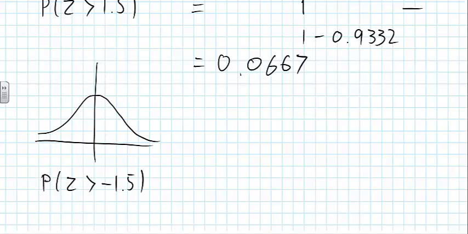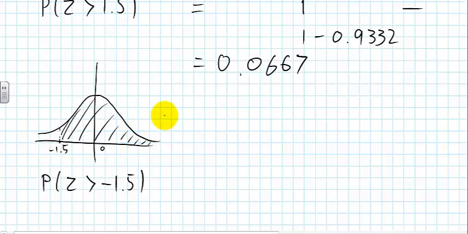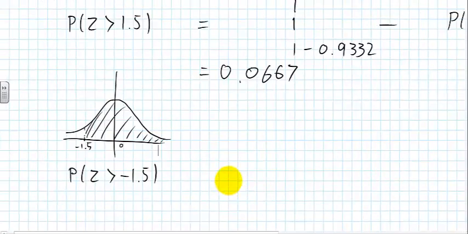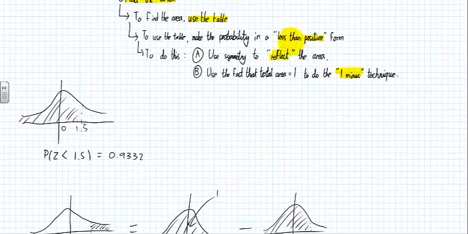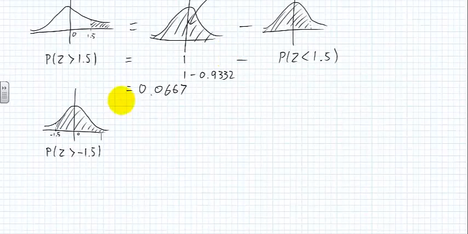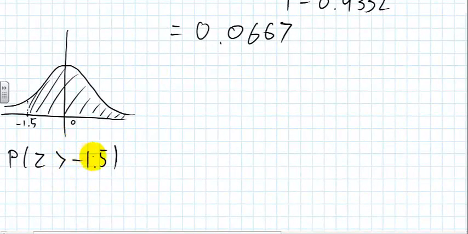This time the number is minus 1.5, so the number is going to be to the left of 0, and they want the area bigger than z, so they want this section. Now again, can I use the table right now? No, because it is not in a less than positive form. It is in fact in a bigger than negative number form.